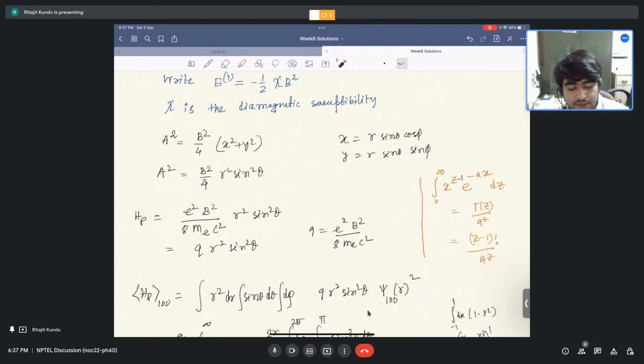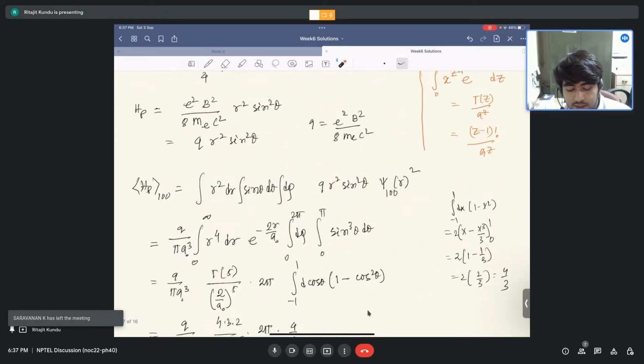Now I am writing all of these constants as q, since I do not want to bother too much about those things. I will then restore q at the end of the result. So q is just e square B square by 8 m_e c square. Now what I want to calculate is the expectation value, the diagonal element of this H prime in the ground state.